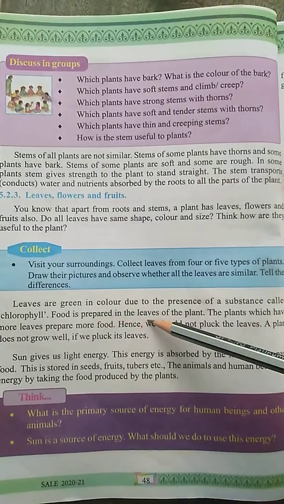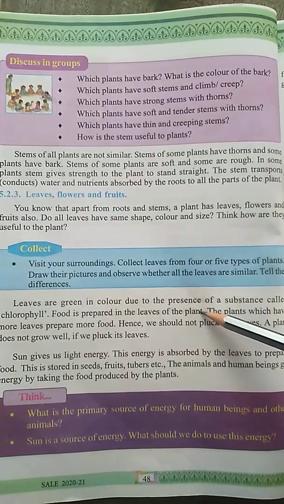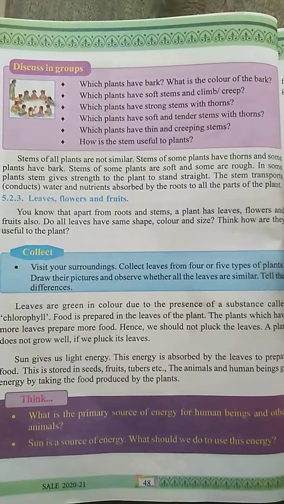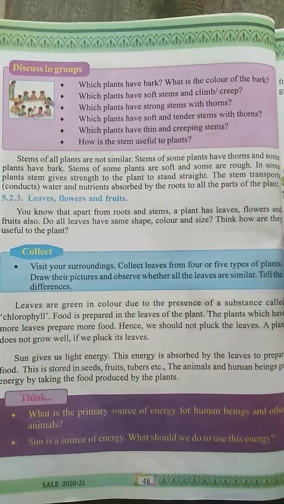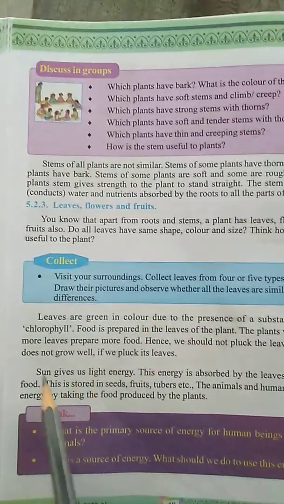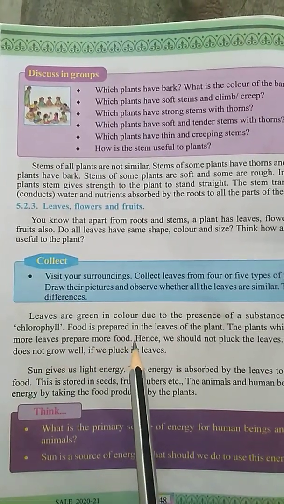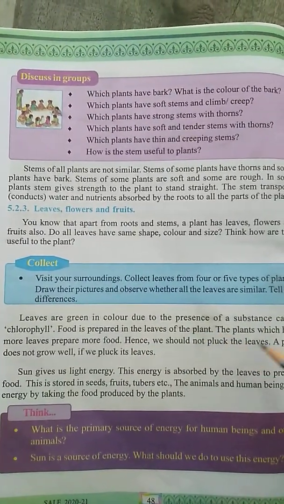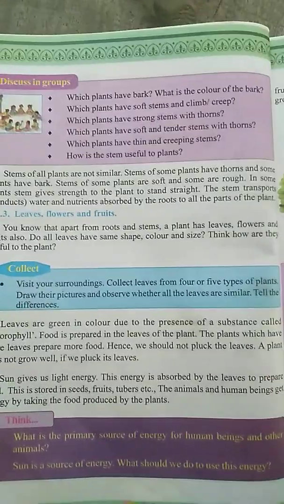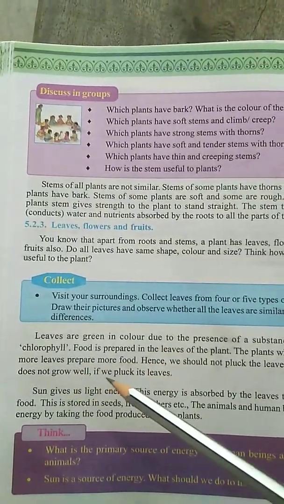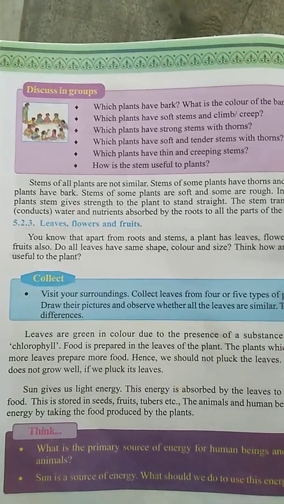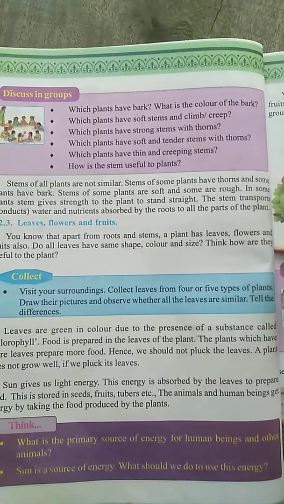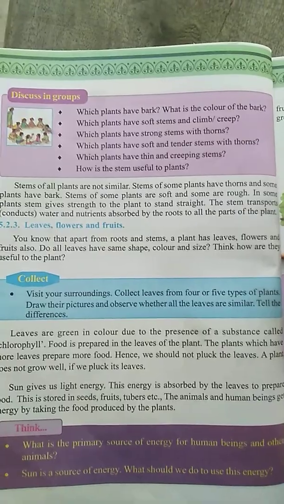Food is prepared in the leaves of the plant. See children, how the leaves are very useful to the plant. Leaves prepare food for the plant. So, the plants which have more leaves prepare more food. Hence, we should not pluck the leaves. A plant does not grow well if we pluck its leaves. They are very useful in preparing the food. Understood?